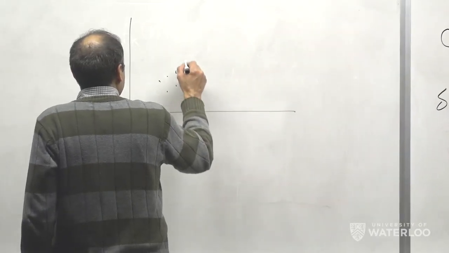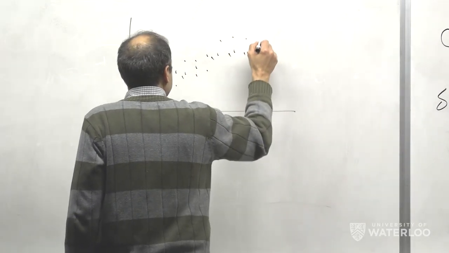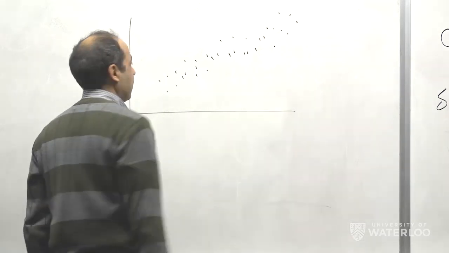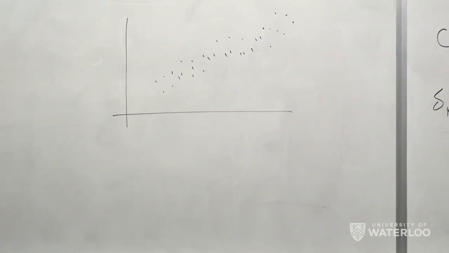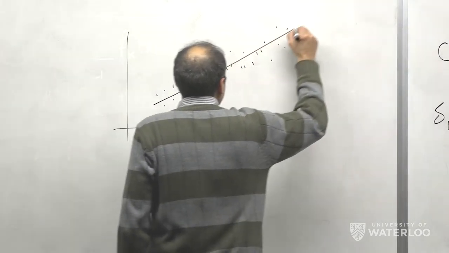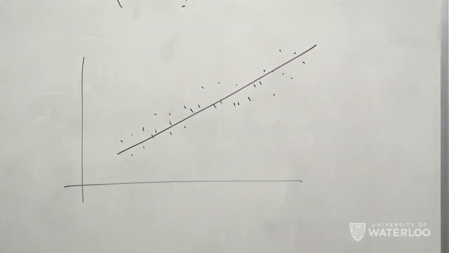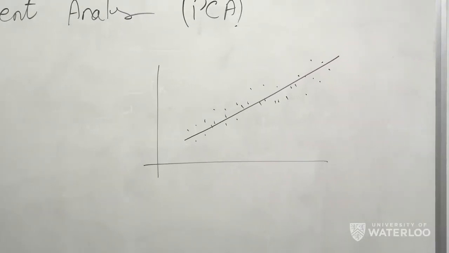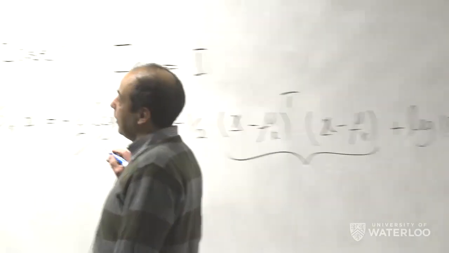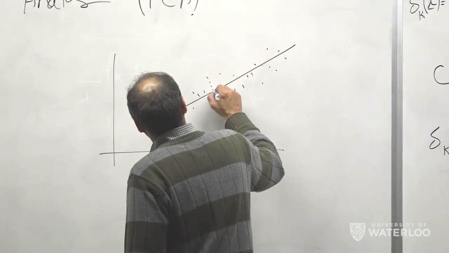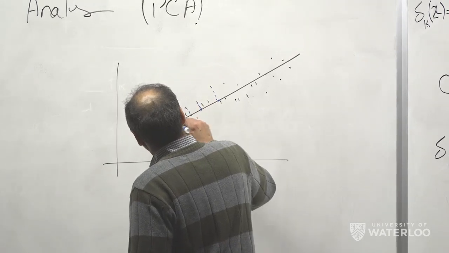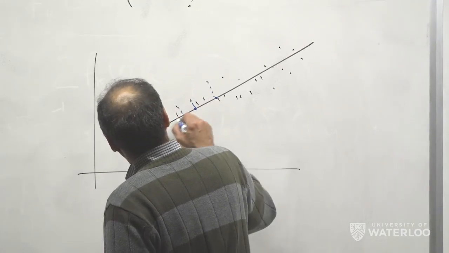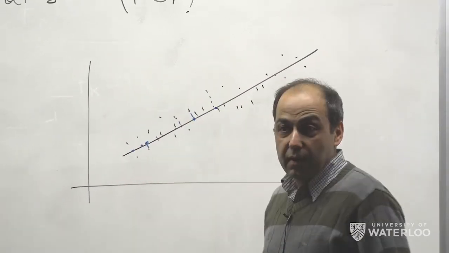If I have some data points in 2-dimensional space, if they are on a 1-dimensional subspace, or if they are close enough to a 1-dimensional subspace, then I can find this subspace and project these points on this subspace. So I'm going to have a new set of points which are 1-dimensional.